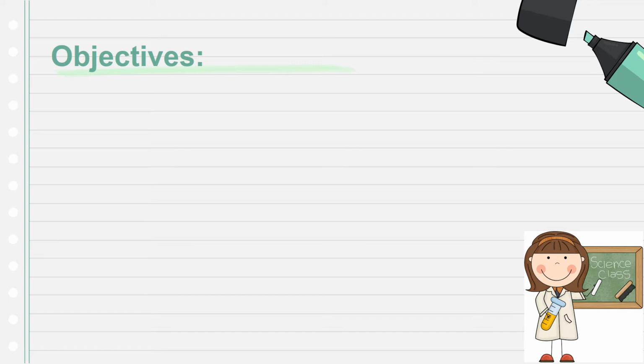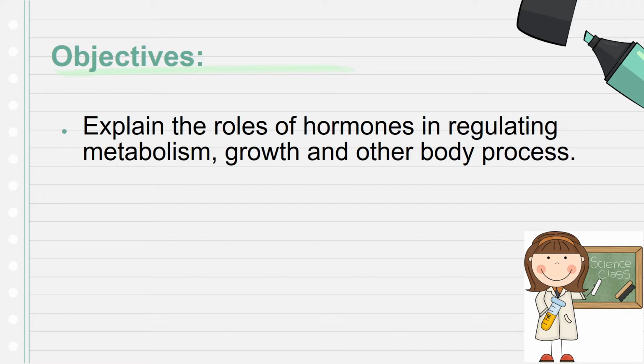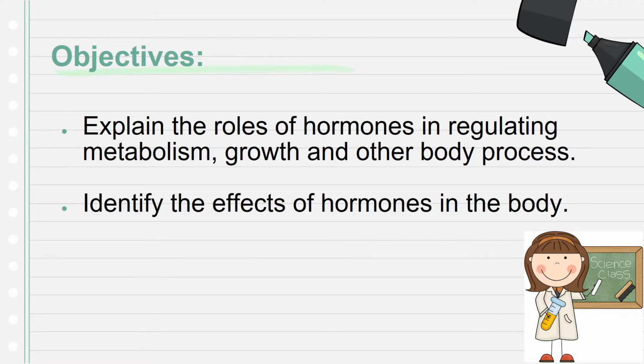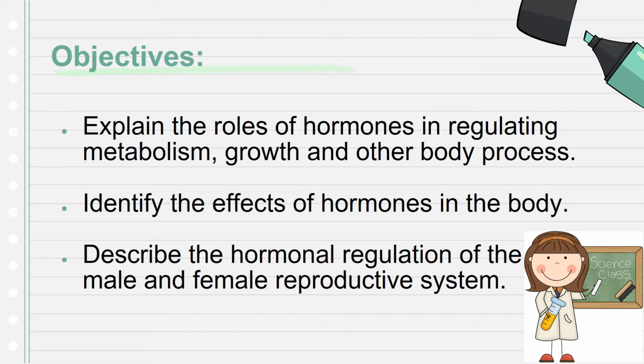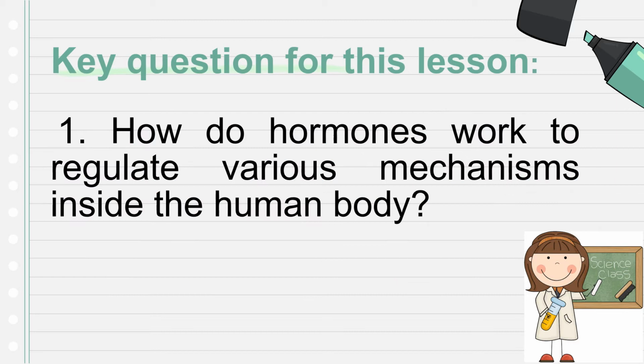What are the objectives for this lesson? First, explain the roles of hormones in regulating metabolism, growth, and the other body processes. Second, identify the effects of hormones in the body. And last, describe the hormonal regulation of the male and female reproductive system. The key question for this lesson is number 1. How do hormones work to regulate various mechanisms inside the human body?